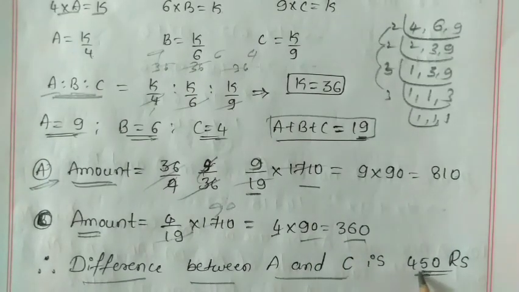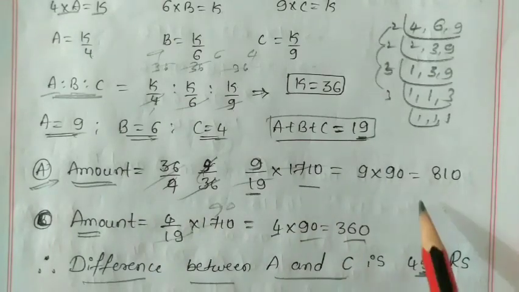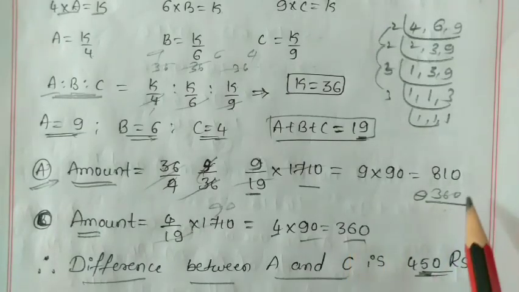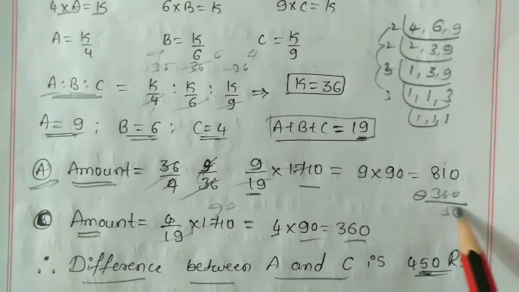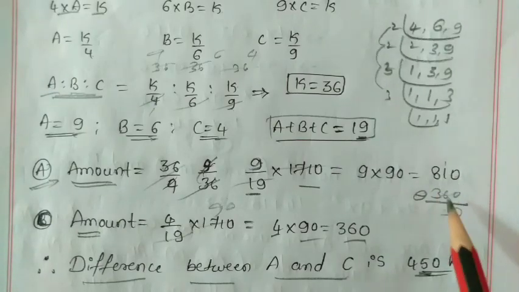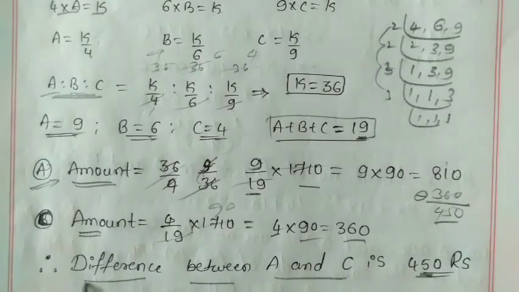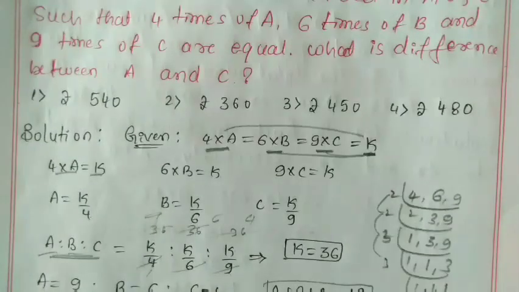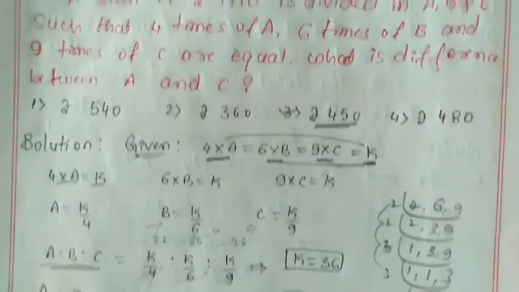Then the difference between A and C is 450, because the A amount is 810 minus 360. Write 0 as it is. 11 minus 6 is 5, and then 7 minus 3 is 4. So 450. Therefore the difference between A and C is 450, and the correct option is the third one, that is 450.